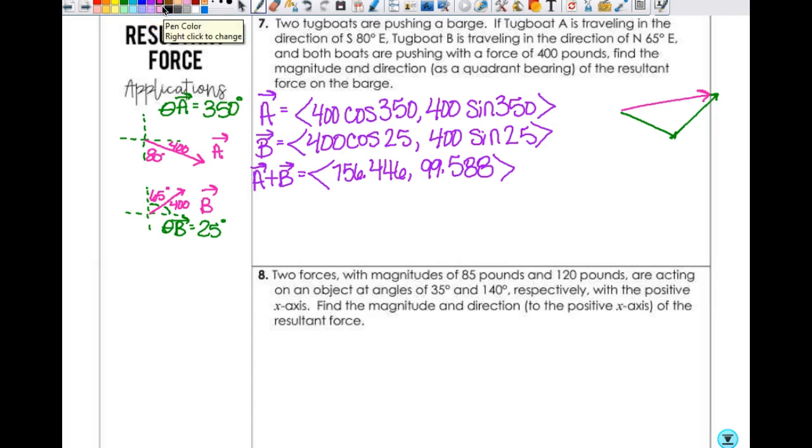So all we have found at this point is the resultant vector, and that's not what they asked us for. They asked us for the magnitude and direction of the resultant force. So now that I have that resultant vector, everybody with me and have that? Okay. Now I need to find the magnitude. So the magnitude of A plus B is equal to the square root of x squared plus y squared, right?